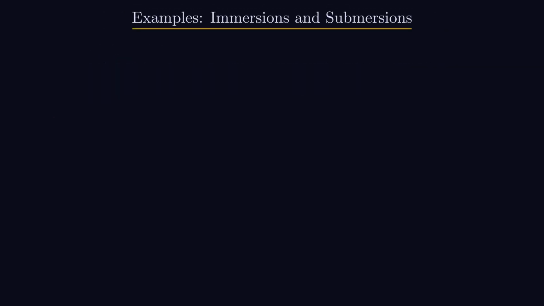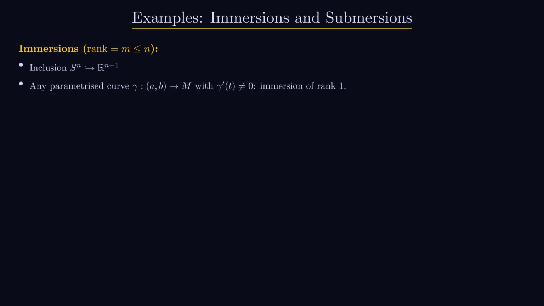Having seen why embeddings are the right notion of submanifold, let us now collect the main examples, starting with immersions. The inclusion of S^n into R^(n+1) has rank n everywhere. The sphere sits in Euclidean space with no self-intersection and no topology mismatch. Any parametrized curve with non-zero velocity is a rank 1 immersion. The non-zero velocity is exactly the injectivity of the differential at each point.